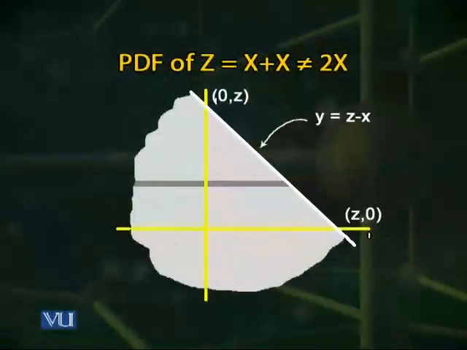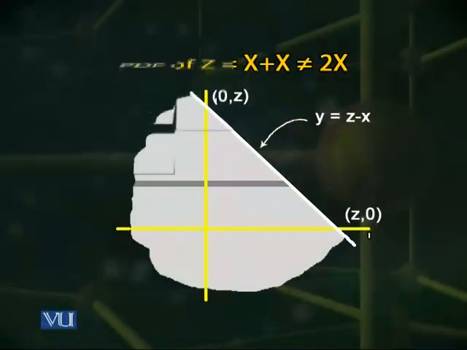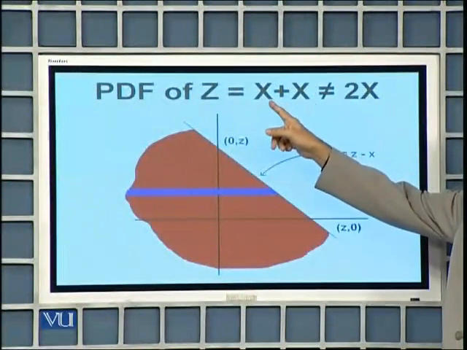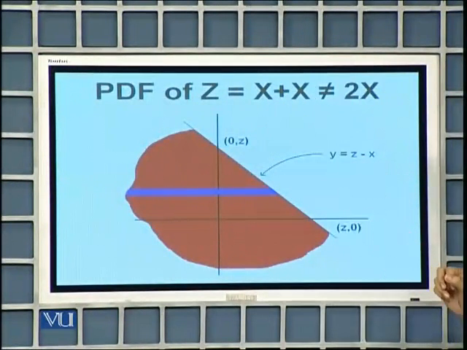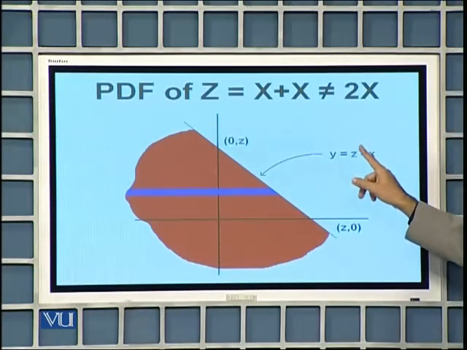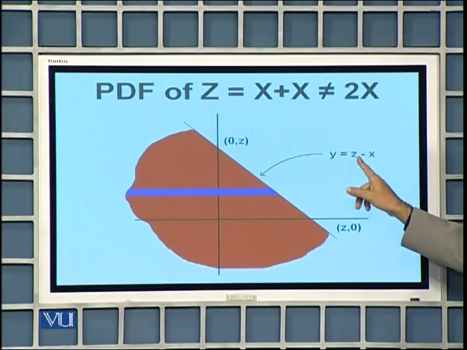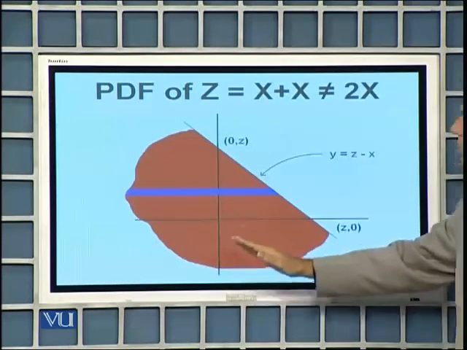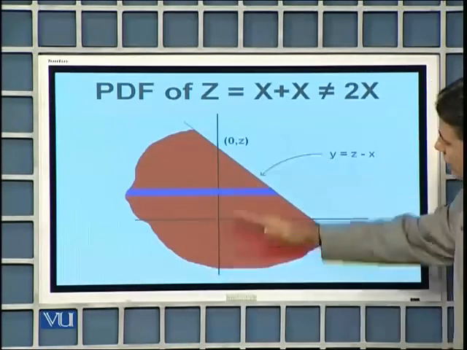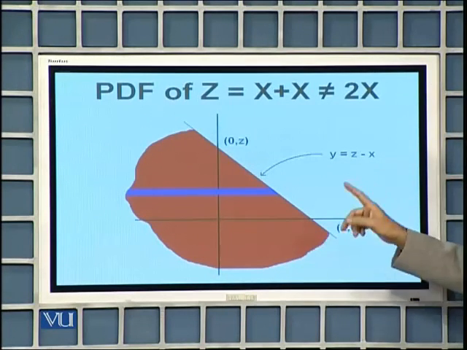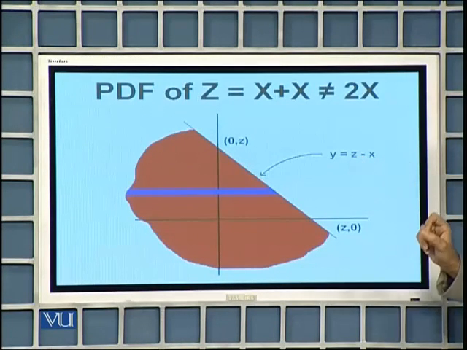Let's have a look at how this region is going to look. If this is the 2D plane over which the joint PDF of two identically distributed random variables is defined, then we are going to take a line which is y plus x is equal to z, or y is equal to z minus x. Then all these pairs of points x comma y which are to the left and below this line will contribute to the probability which will give us the value of the CDF of z for that value of small z.